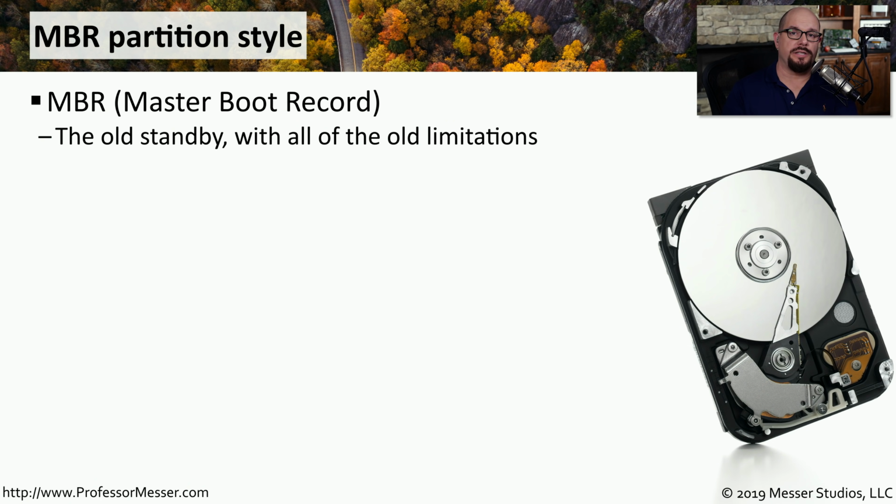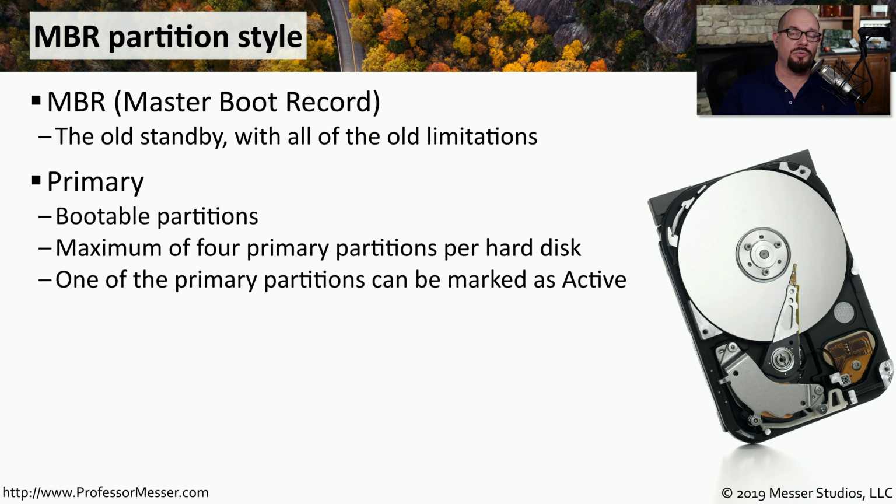With older operating systems, you may find that the partitions are MBR partition style. This is master boot record partitions. And if there is an older operating system that's running on your computer, you may find that MBR partitions are what that operating system is using. These were separated into two different types of partitions. The first type is a primary partition. These are partitions that are bootable by an operating system.